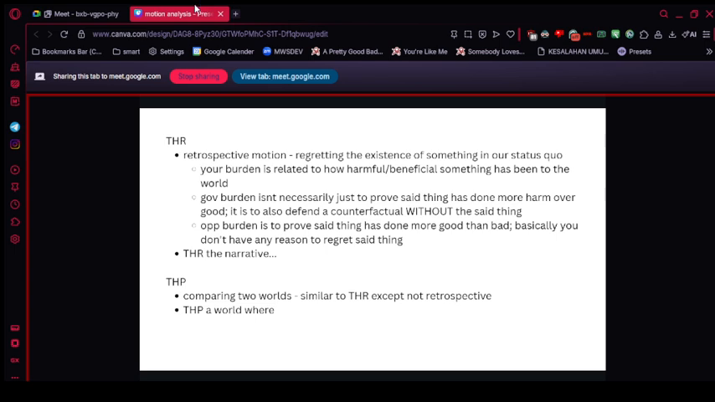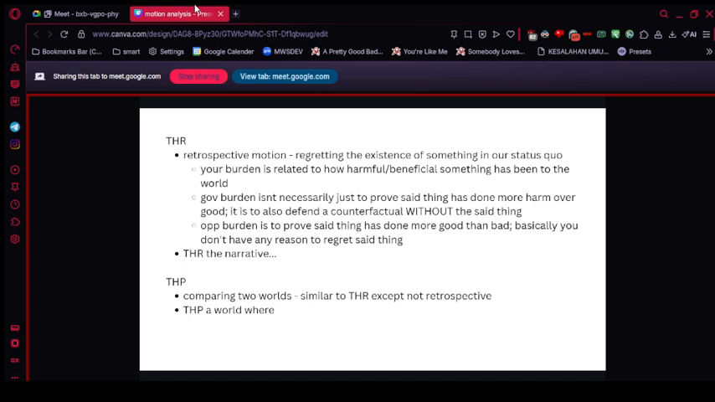For example, this house regrets the glorification of individuality. Part of your burden is to defend the counterfactual, which means a different world, like an alternate universe, without the glorification of individuality. And then you need to tell me what is most likely for this world to look like. And remember, you do not have a fiat under this motion. The only time you have fiat is for this house would. So for this motion, you just have to come out and say why this specific counterfactual that I'm telling you about is the most likely counterfactual for a world without the glorification of individuality.